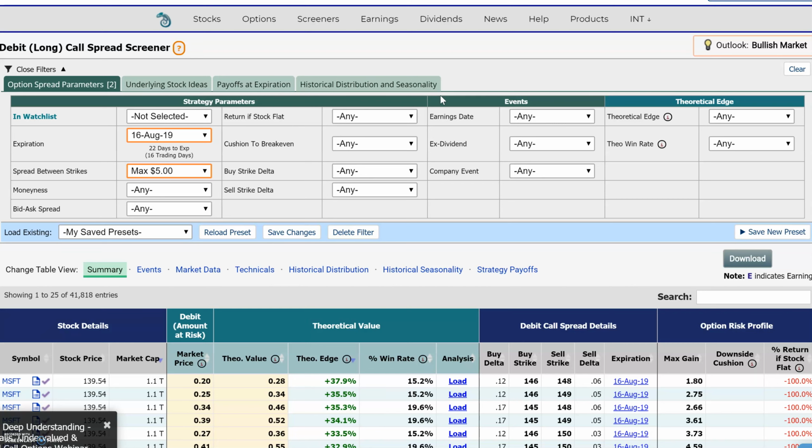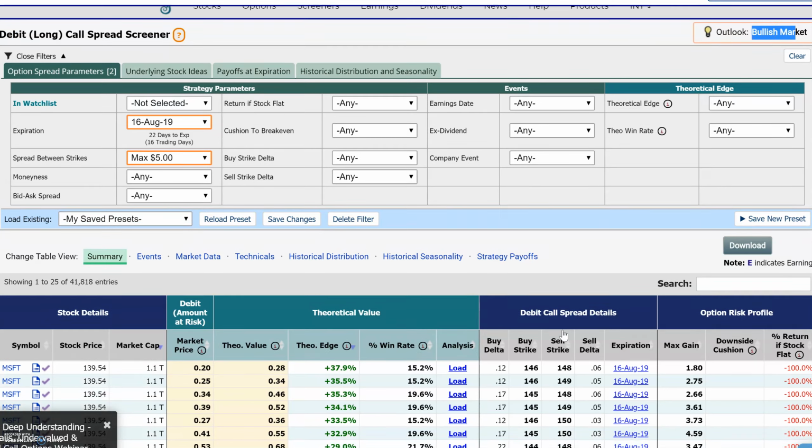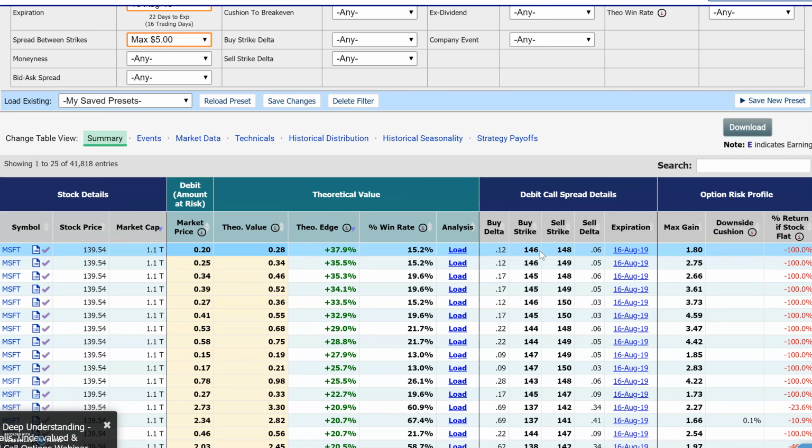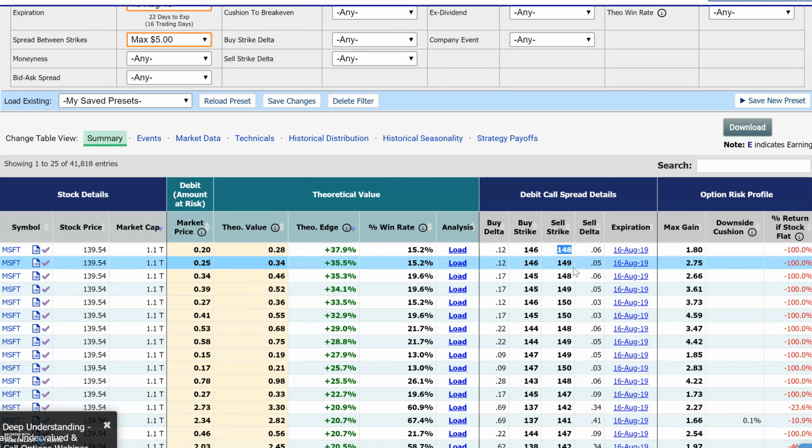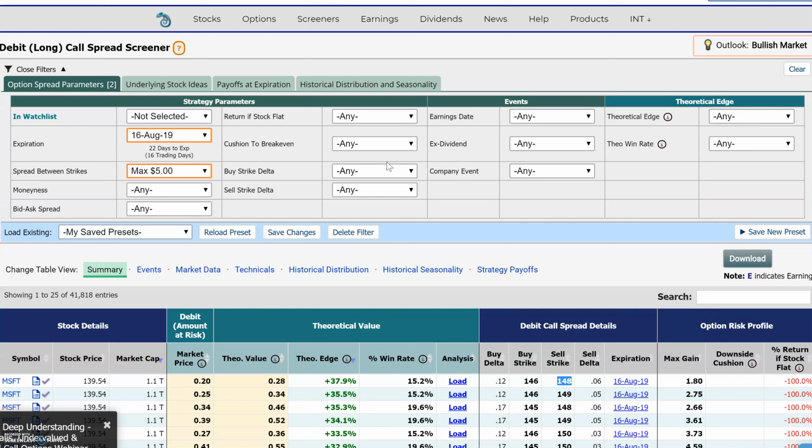I want to go over a scan using a bullish call spread, a vertical call spread, or here we call it a debit long call spread screener. And of course you have a bullish outlook where you're buying a call in the same expiration at one strike and selling a call at a higher strike. So it's a bullish vertical call spread. And we're going to go over a screen to see how we could find potentially good bullish call spreads.